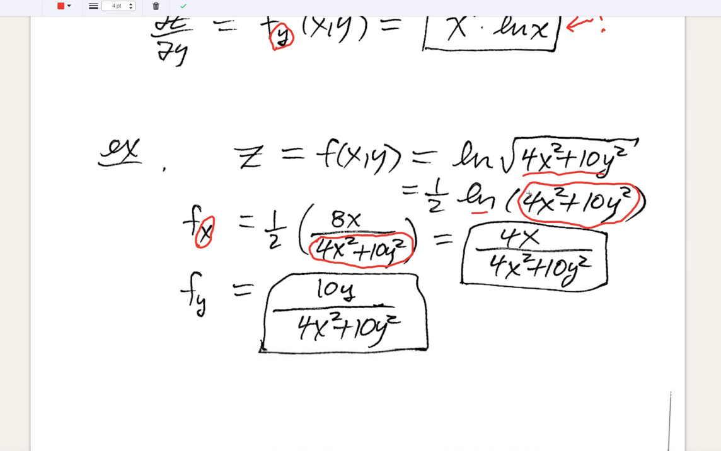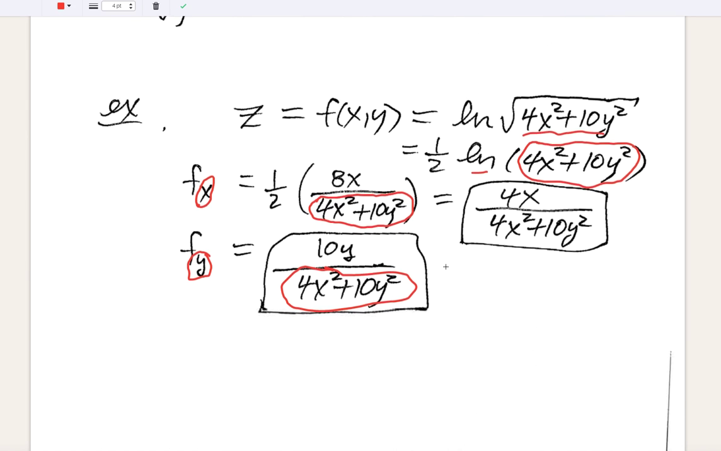Okay, likewise, you're going to do the same thing here, only differentiating with respect to y. So f sub y, and that's going to be what? 1/2, differentiate with respect to y this time, holding x as a constant. And you see that what you're going to end up with there is what? 20y. Okay? But you're going to be taking half of that again, so you'll get 10y on top. The denominator, once again, will be the 4x squared plus 10y squared. Okay, so I hope you understood that one.